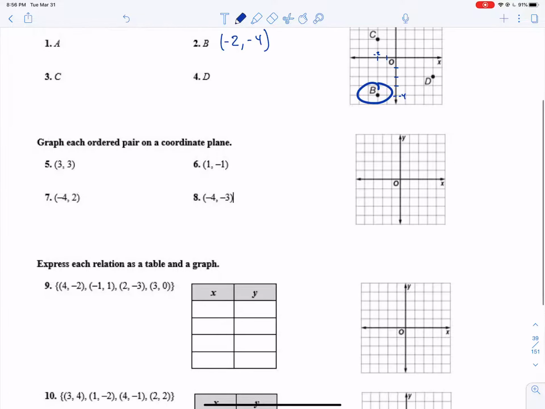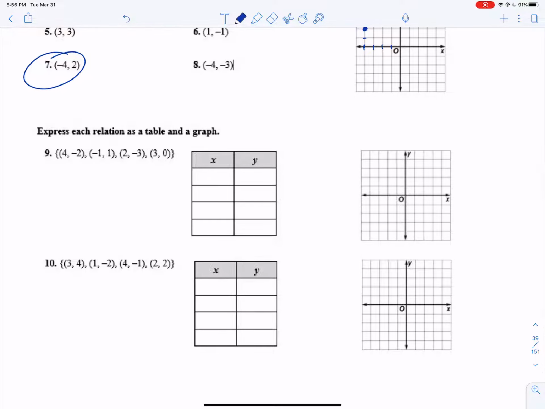Graph, so going backwards now, graph the ordered pairs. So let's do this one. -4, okay, x first, -1, 2, 3, -4, and +2, 1, 2. So that point is here. I'm just going to call it 0.7. Okay, and then 5, 6, and 8, up to you.